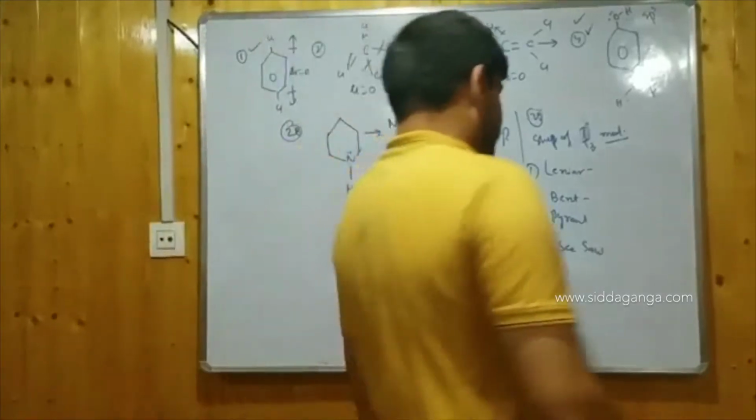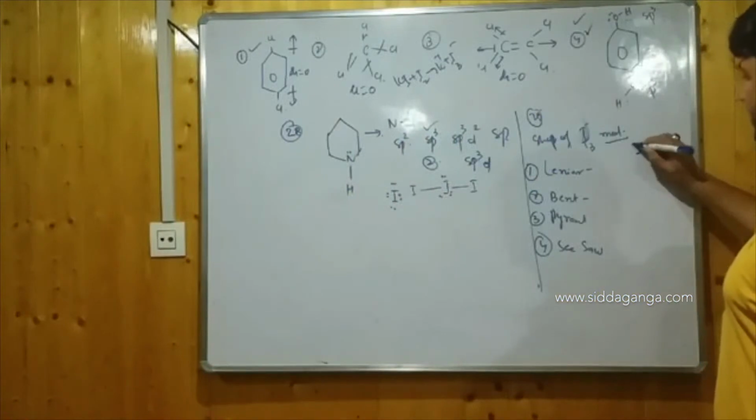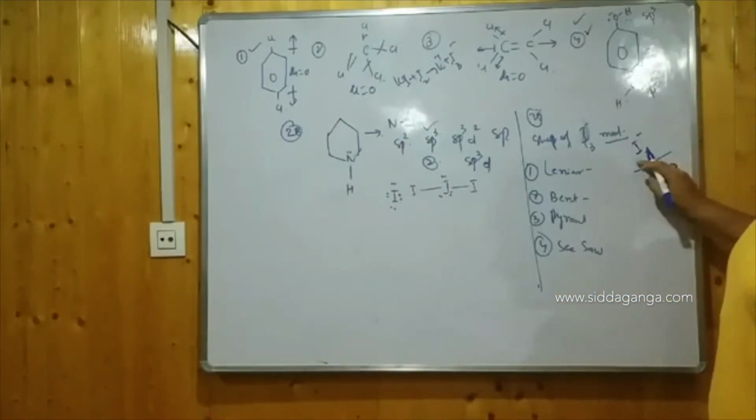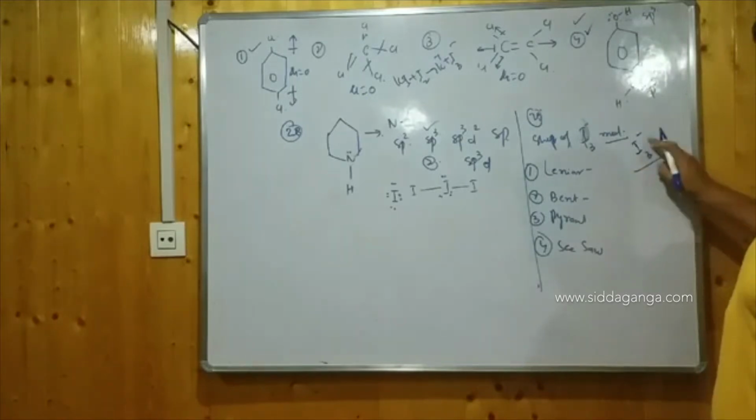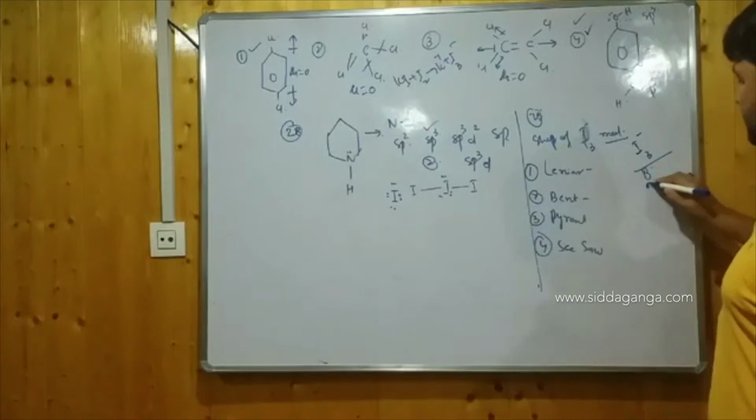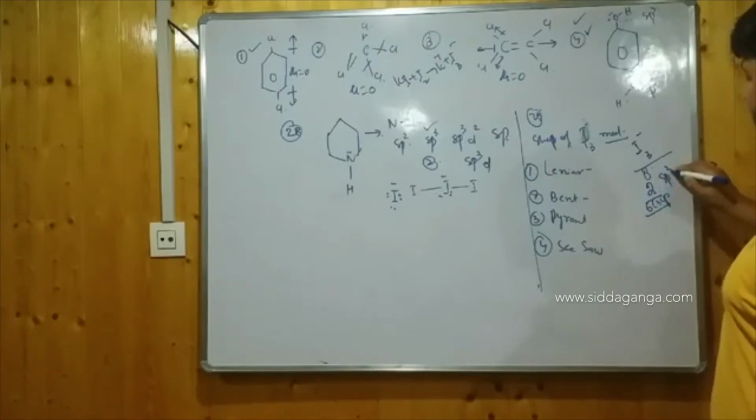One more way to do it is, children, which we have learned already. What is that? I3 minus. Tell me, central atom iodine, how many valence electrons? 7. Gained 1, so 8. How many bonds made? 2. Remaining electrons 6. That means 3 lone pairs. And how many bond pairs? 2. Total 5. Hybridization sp3d.